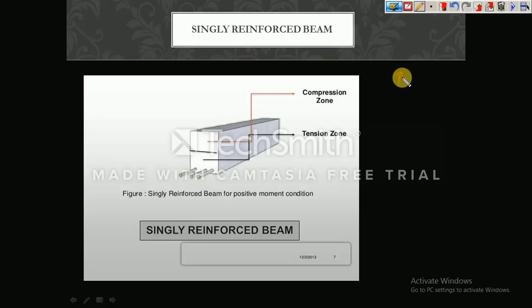So first of all, when you are coming into the beams, there are two types of beams. One is singly reinforced and the other one is doubly reinforced. So what is the difference between singly reinforced and doubly reinforced? The first question. According to our syllabus, both singly reinforced as well as doubly reinforced are included. Okay, so first of all, what is a singly reinforced beam?